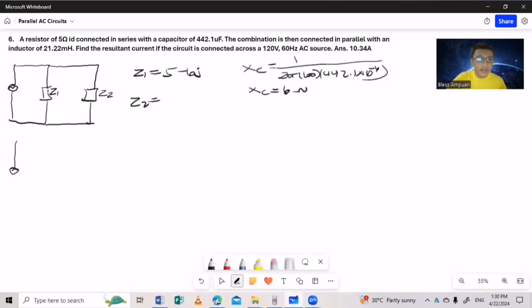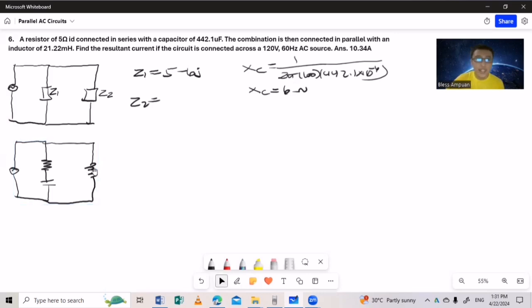For our Z sub 2, the actual circuit diagram before combining the resistor and capacitor goes like this. This is basically the first circuit diagram. Then I combined the series, and it became Z1, wherein we know Z1 is an RC series circuit. And this other branch is a pure inductive.